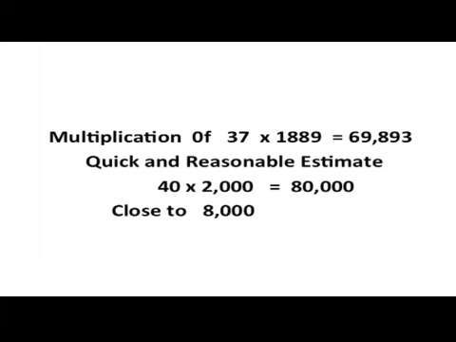An important use of estimates for you will be to check your answers. Suppose you have done the multiplication 37 times 1889, but are not sure about your answer. A quick and reasonable estimate of the product will be 40 times 2000, which gives 80,000. If your answer is close to 80,000, it is probably right. On the other hand, if it is close to 8000, something is surely wrong in your multiplication.